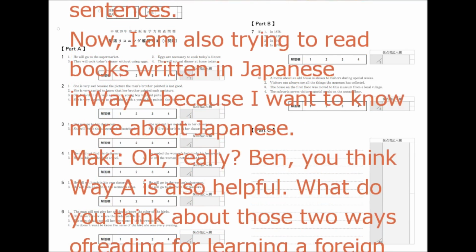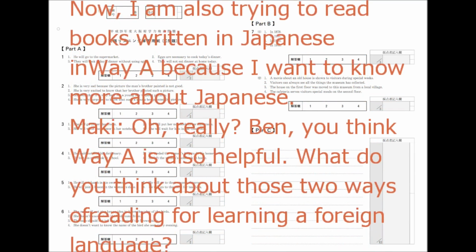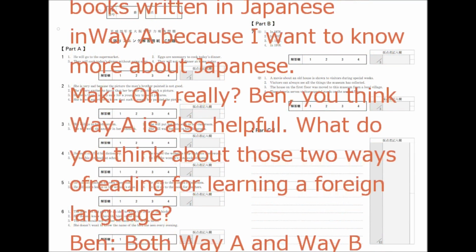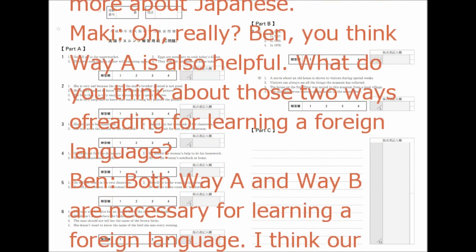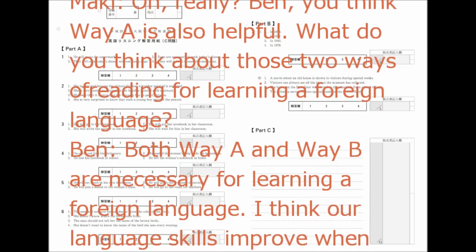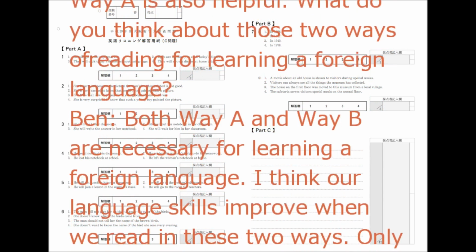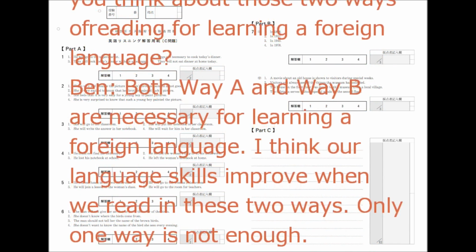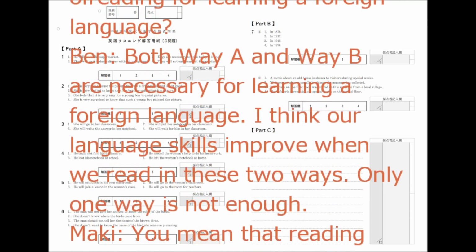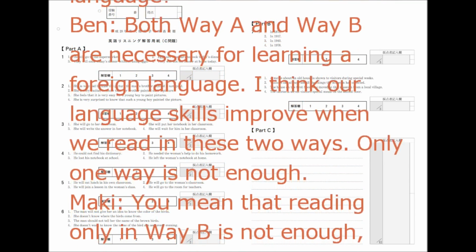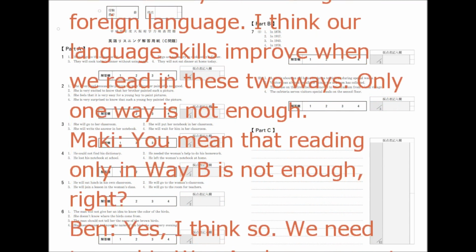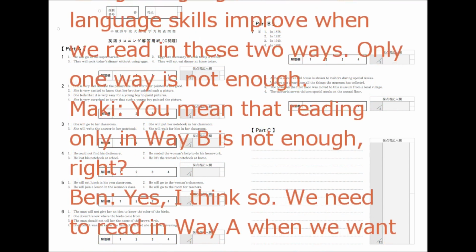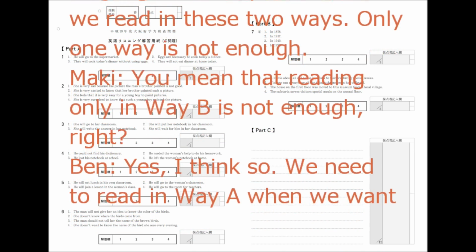Oh, really? Ben, you think way A is also helpful. What do you think about those two ways of reading for learning a foreign language? Both way A and way B are necessary for learning a foreign language. I think our language skills improve when we read in these two ways. Only one way is not enough. You mean that reading only in way B is not enough, right?